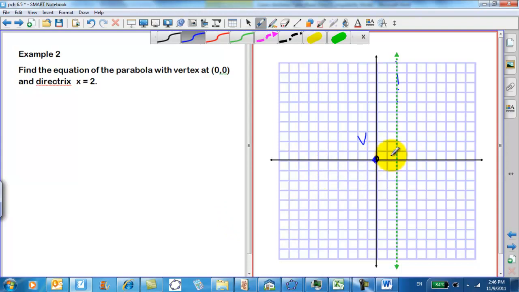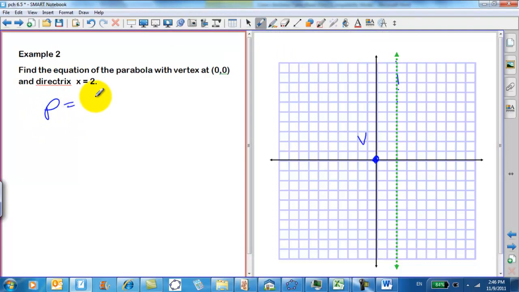So the first thing we determine is our gap p equals 2, because the vertex is 2 away from the directrix. So that means we have to go another 2 to the left to come up with the focus. So that puts the focus at -2, 0.